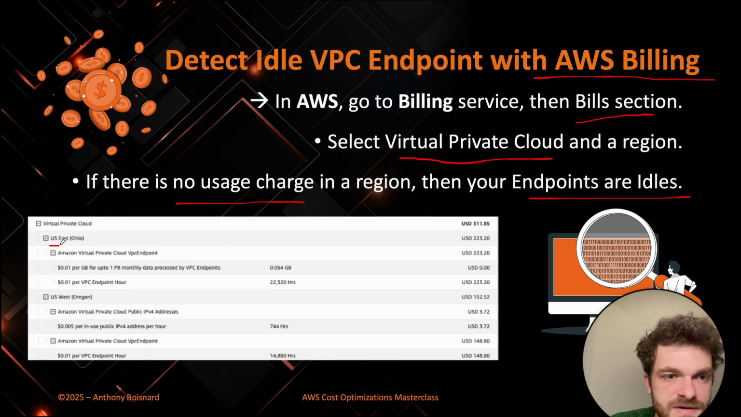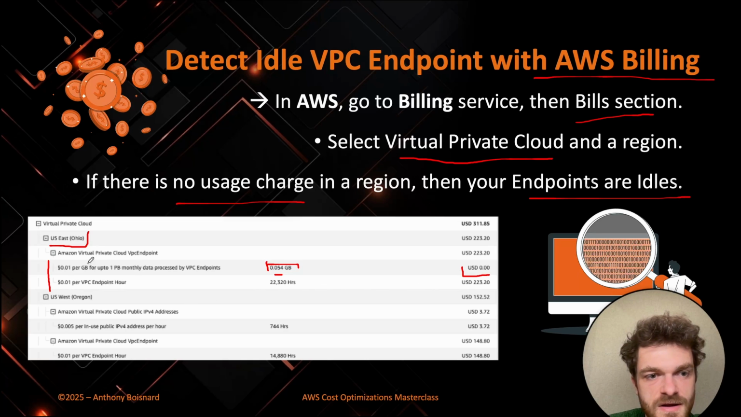So for example, if you take the first region here, we have 2 lines of what we are being charged. The first one is a usage charge, even if it's 0 here, so it's minimal, but it's being charged. And the second line is the hourly charge. And on the second region here, we only have the hourly charge.